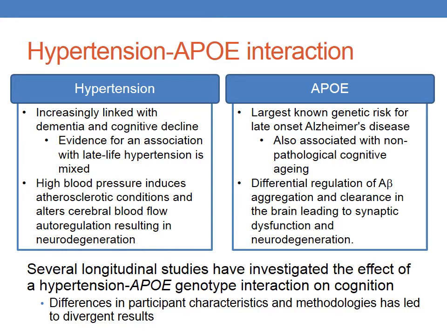Several longitudinal studies have investigated the effect of a hypertension ApoE interaction on cognition, but the results from these studies again remain inconclusive. This is mainly due to differences in participant characteristics in each study, so the age, education, ethnicity, and also the number of participants, and also the methodologies that studies have used. This tends to be how cognition has been measured, the measurements of blood pressure, how long the study's gone for, so how many years and how many time points they have, and this also then affects the statistical methods they can use to identify association.